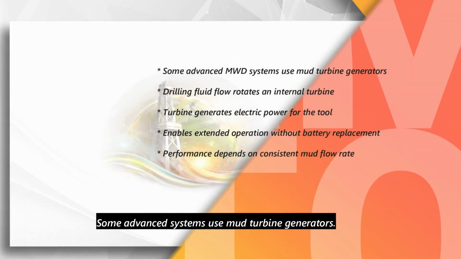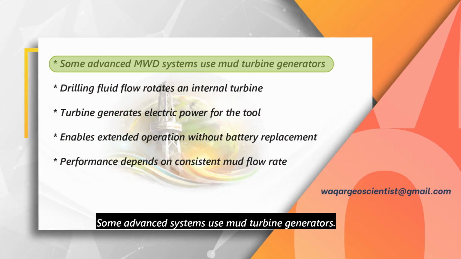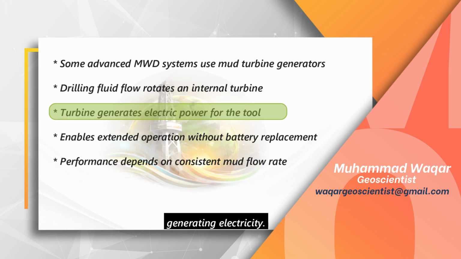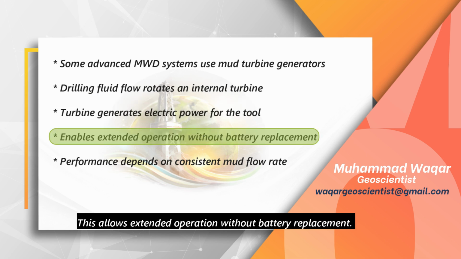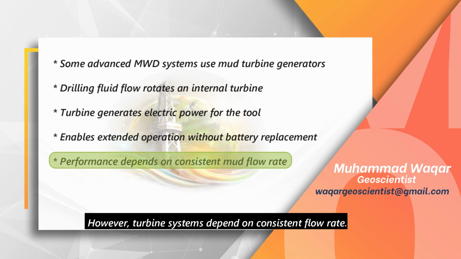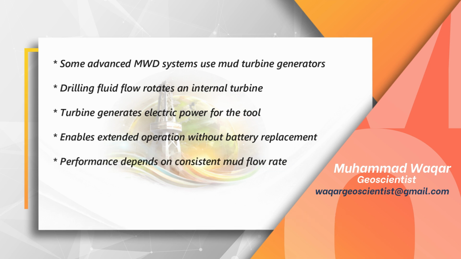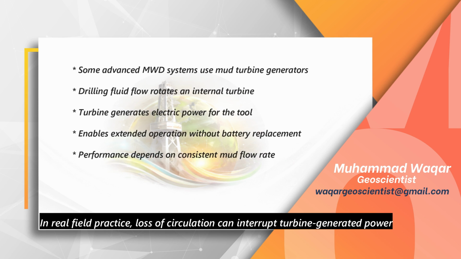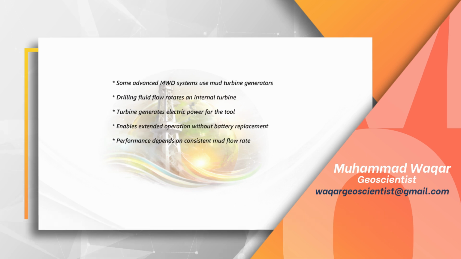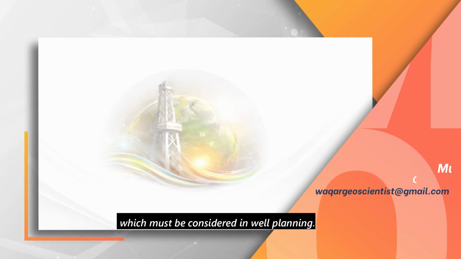Some advanced systems use mud turbine generators. As drilling fluid circulates, it rotates an internal turbine generating electricity. This allows extended operation without battery replacement. However, turbine systems depend on consistent flow rate. In real field practice, loss of circulation can interrupt turbine generated power, which must be considered in well planning.